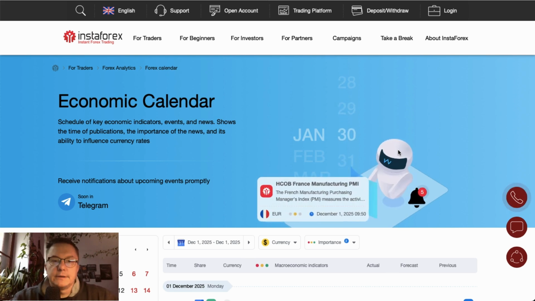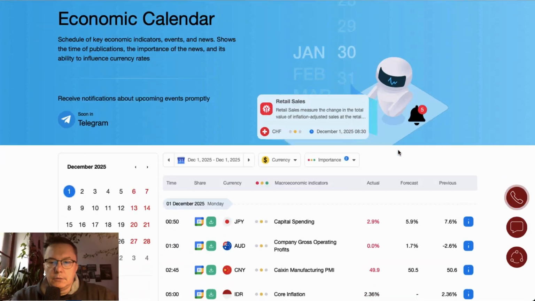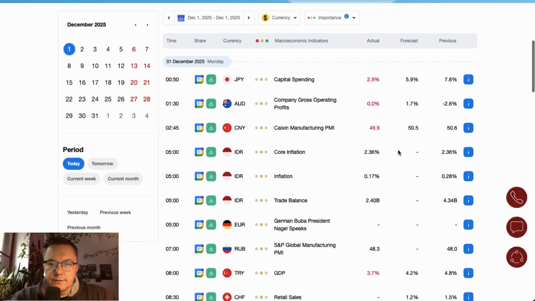Today is Monday, December 1st, 2025. Let's take a look at the Forex economic calendar for today. What do we have here on Monday morning and the beginning of the new trading week?